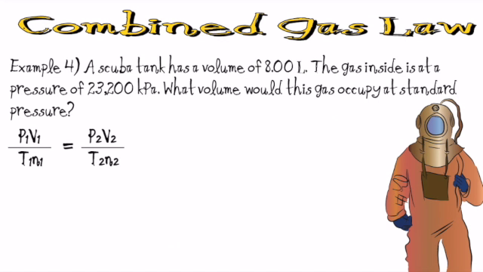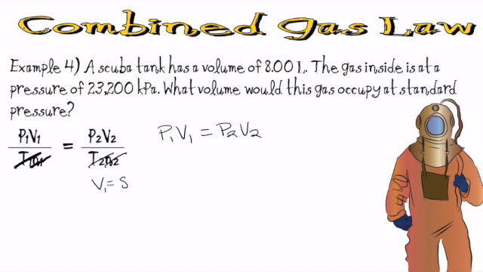Example 4. A scuba tank has a volume of 8 liters. The gas inside it has a pressure of 23,200 kilopascals. What volume would this gas occupy at standard pressure? So the number of moles don't change, and the temperature doesn't change. So the formula that we're going to use is P1V1 equals P2V2.